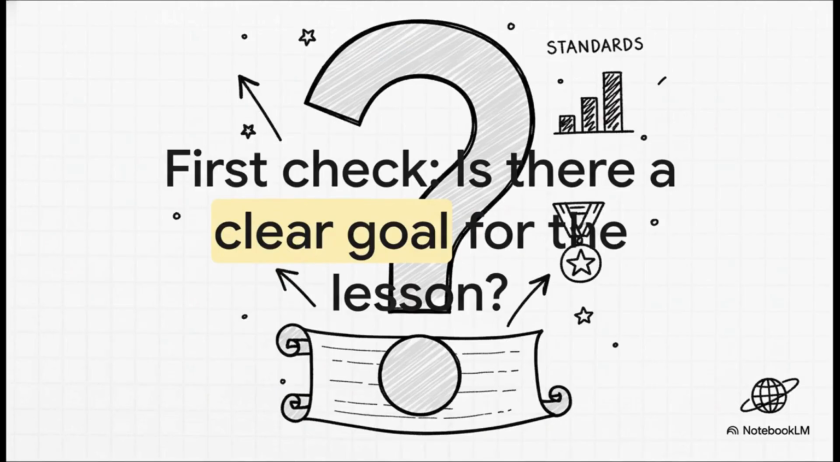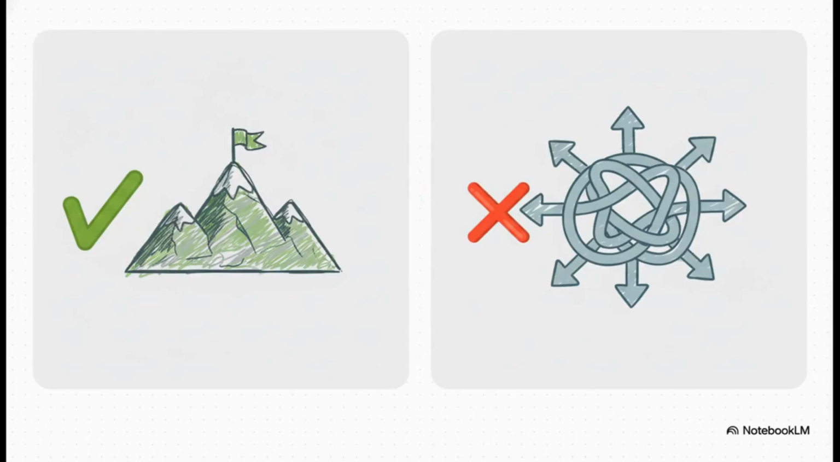All right, here we are, our first checkpoint on the blueprint. We have to ask, is there a clear, standards-aligned goal for this lesson? This is the absolute non-negotiable starting point. Everybody, especially the students, needs to know exactly what the target is. So, if the answer is yes, fantastic. You've got a clear destination for your journey. But if the answer is no, the blueprint tells you to hit pause. You're just not ready. Because without that firm goal, any choices you offer are kind of pointless. You have to have this first.